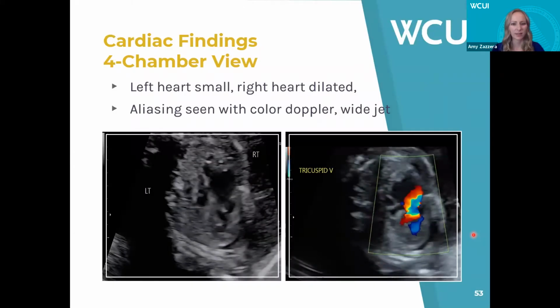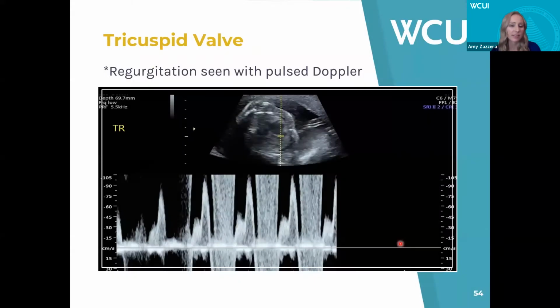All right. So let's get into this heart. On the grayscale side, we're seeing a dilated right heart, right atrium and right ventricle, and we're not really seeing much of the left heart. Then if we look at our color view, we're seeing aliasing, a very broad jet, which appears to be tricuspid regurgitation, coupled with that dilated right atrium. We're going to put a pulse wave in it too, to evaluate it even further, which then proves regurgitation.